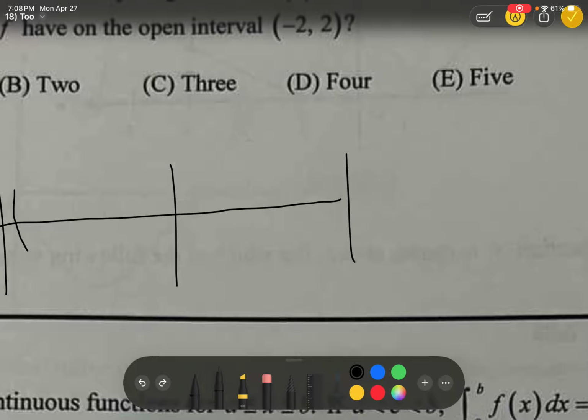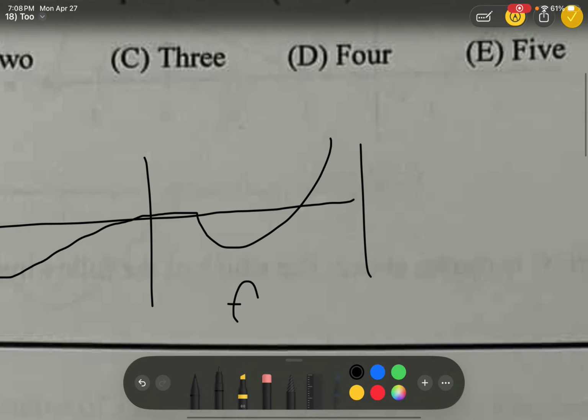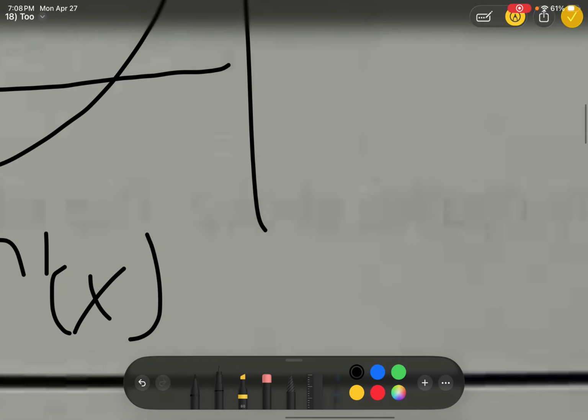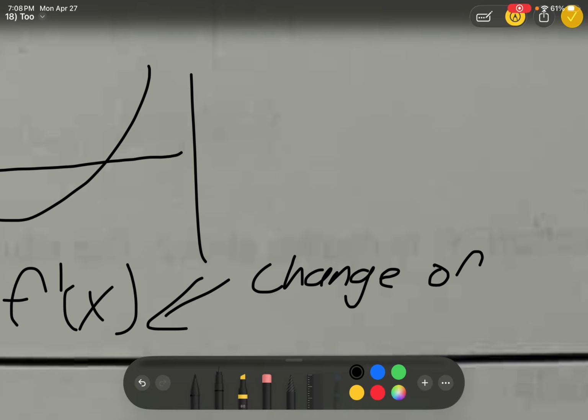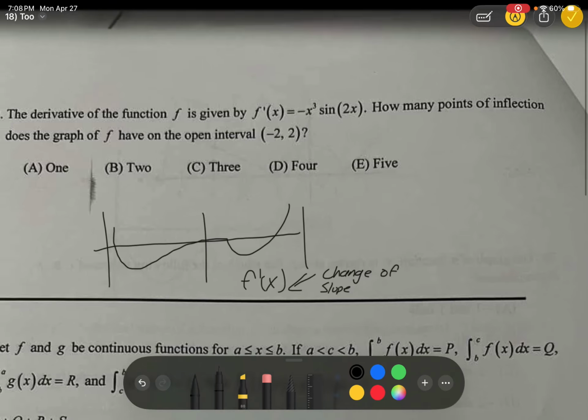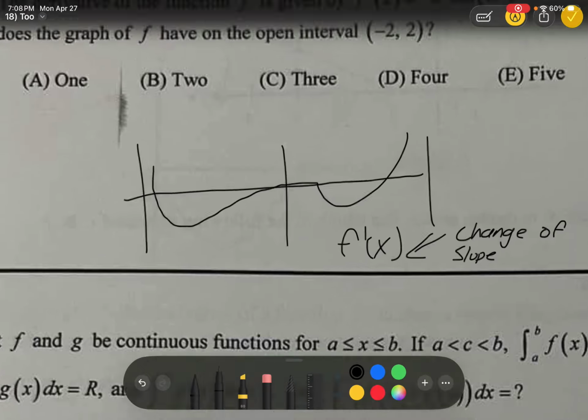No, this is not really right. All right, it should look something like that. And this is f prime of x. So if you want to find points of inflection, you've got to find the change of slope in terms of f prime of x. If you were given the graph of f of x, you would have to check for the concavity change. So let's look for when f prime is changing sign.